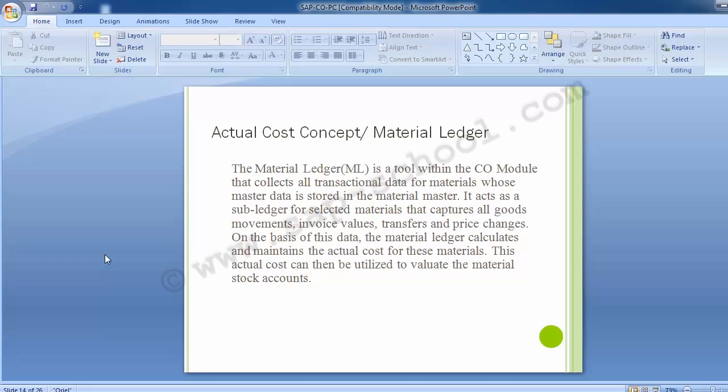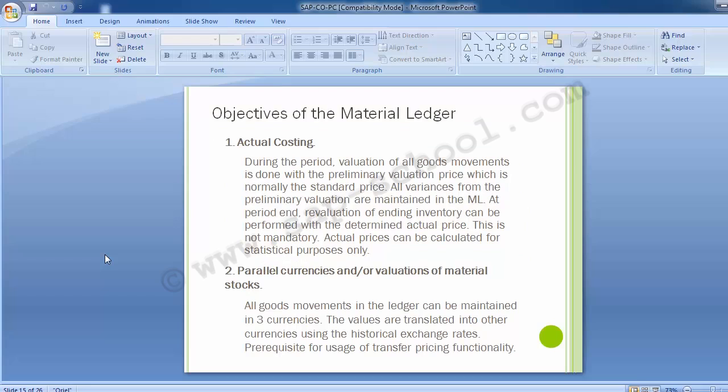So this is a very important part for calculating the actual cost of the product manufactured in any manufacturing concern. The objective of the material ledger is, first, the actual costing. During the period, valuations of all goods movements are done with the preliminary valuation price, which is normally known as the standard price, maintained in the material master data. All variances from the preliminary valuation are maintained in the material ledger. At period end, the revaluation of ending inventory can be performed with the determined actual price. This is not mandatory. Actual prices can be calculated for statistical purposes only.